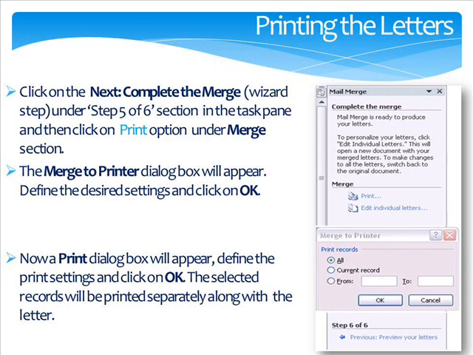When you do this, you will find that the merge to printer dialog box is appearing on your screen with some options like how many records you want to print, like all or current record. You select the desired settings and click on OK. Once you do this, you will find one more dialog box is coming on your screen, which is your print dialog box. You have to define the print settings and then you can click on OK. The selected records will be printed separately along with the letter. This way your mail merge process is over.